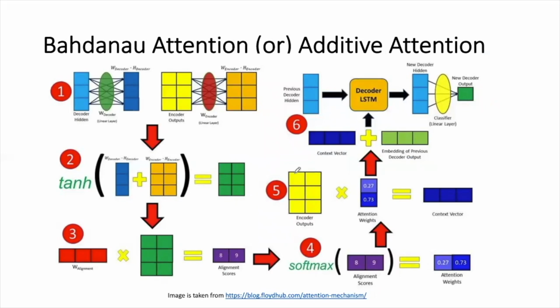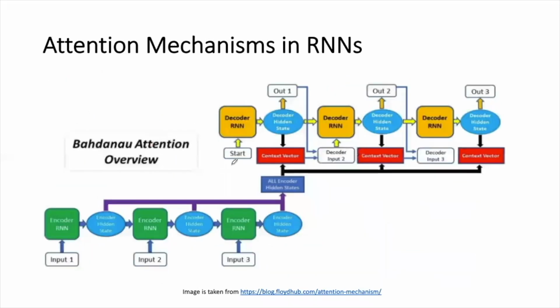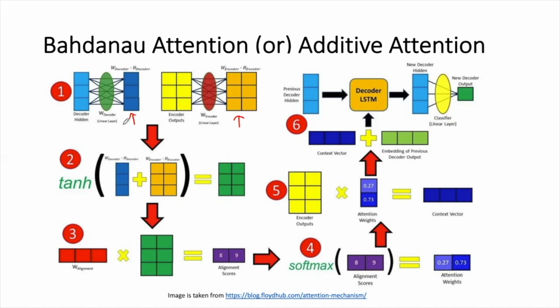To begin with, the first step: we have two vectors that are generated here. This is a matrix actually, but this is a vector. We take the decoder hidden state, for example the first decoder hidden state, and we multiply it with a matrix W decoder. This matrix does a linear transformation of the decoder hidden state, and this is the output of the linear transformation.